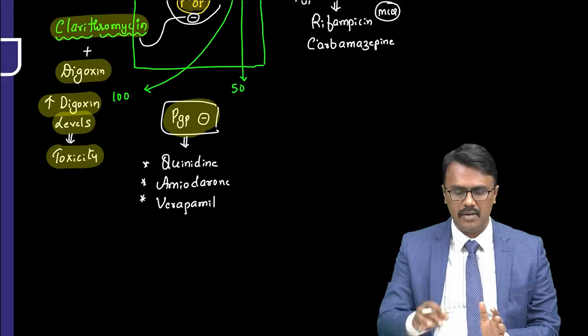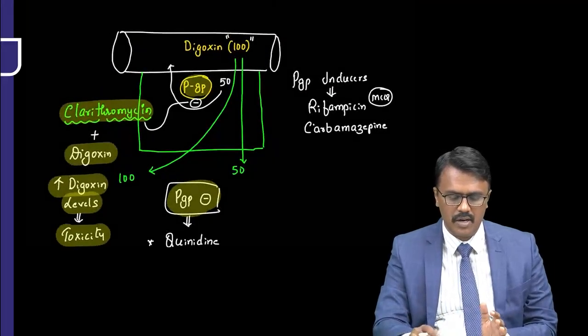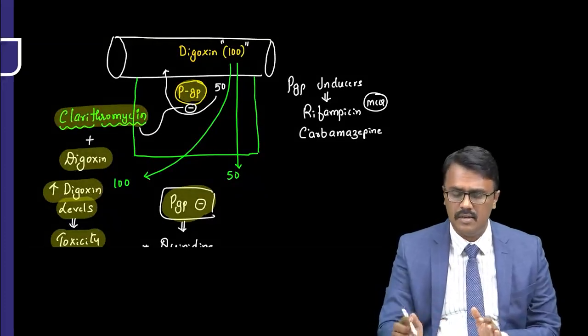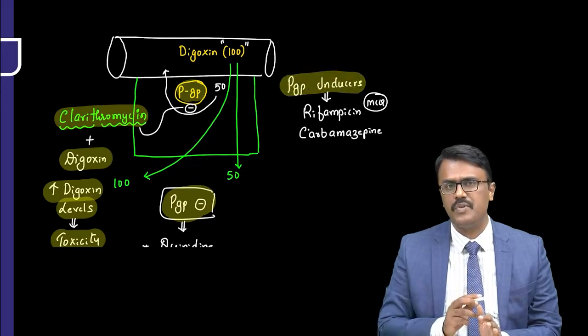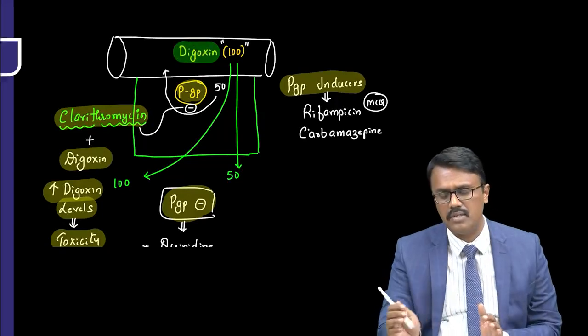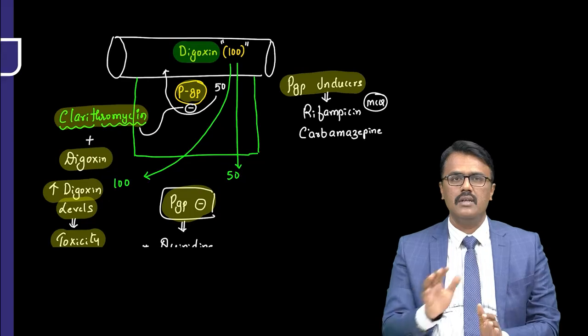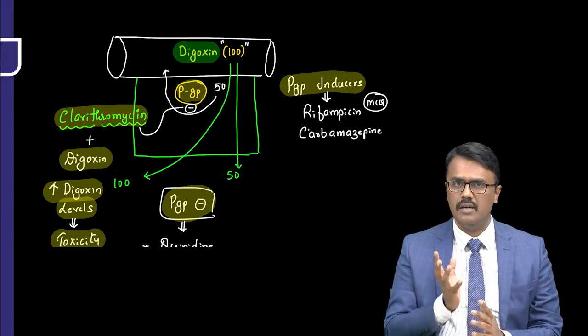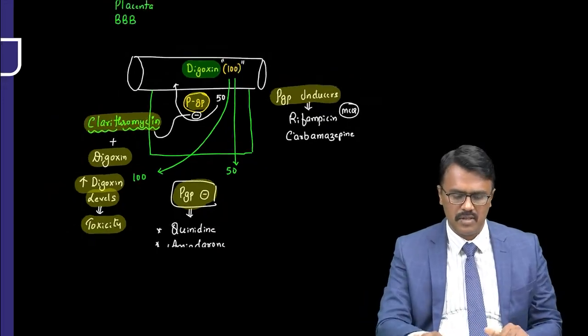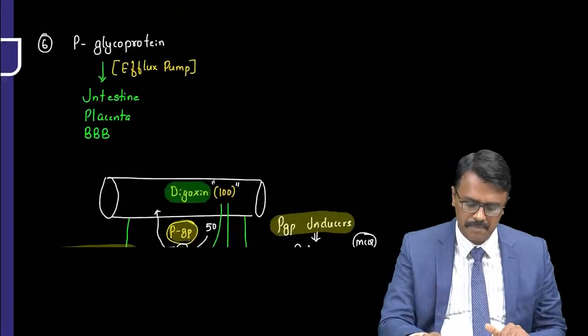Until then, remember, there is a P glycoprotein to protect us from harmful chemicals. There are drugs which can inhibit that and drugs which can induce that. One important drug interaction I understood is when I give digoxin with clarithromycin: the clarithromycin inhibits P glycoprotein and the level of digoxin increases because more is absorbed. So that is the importance of P glycoprotein.